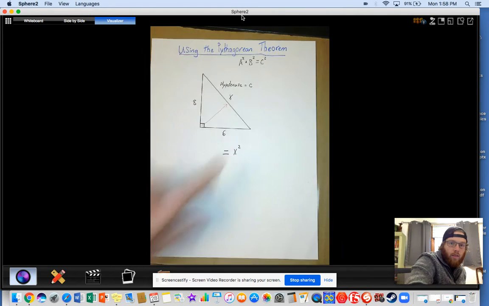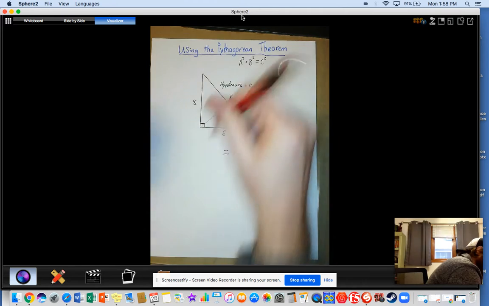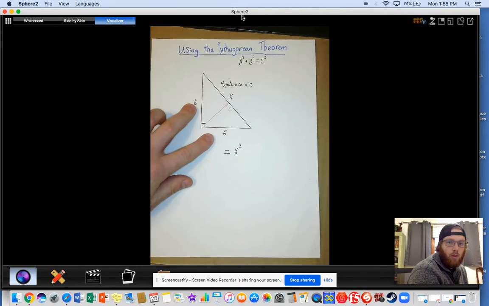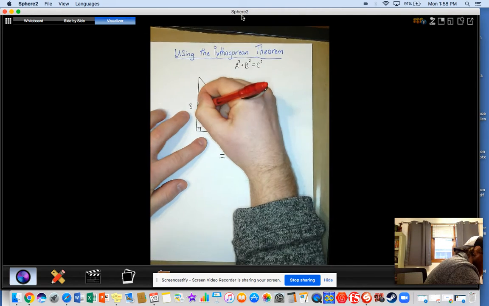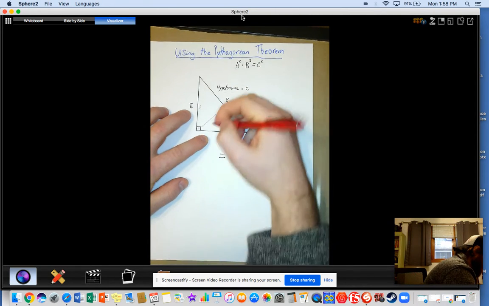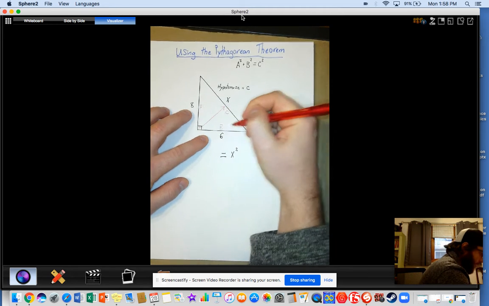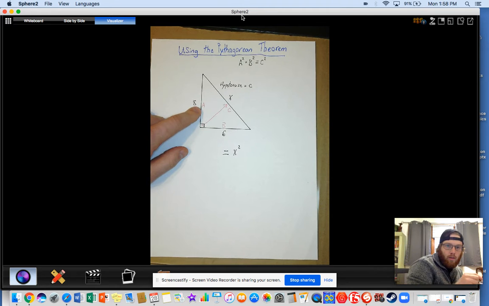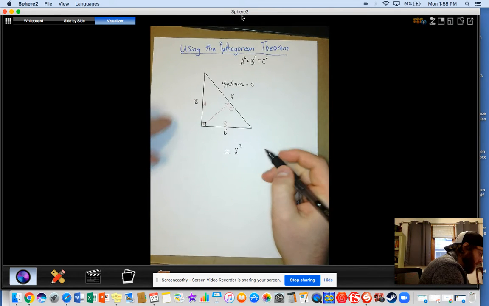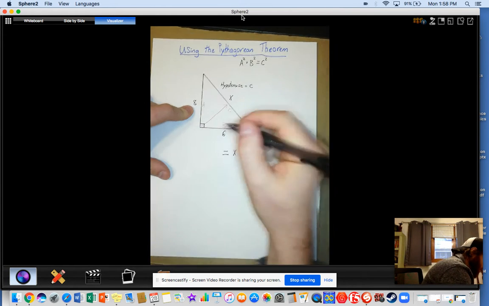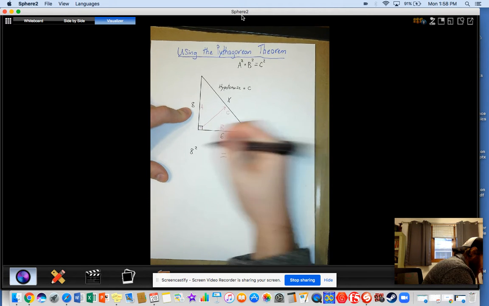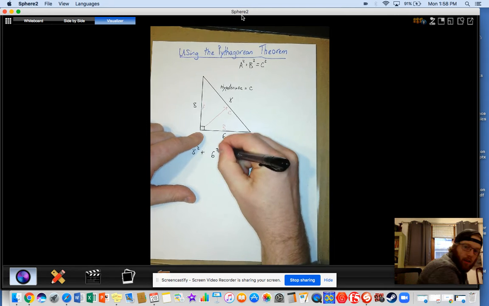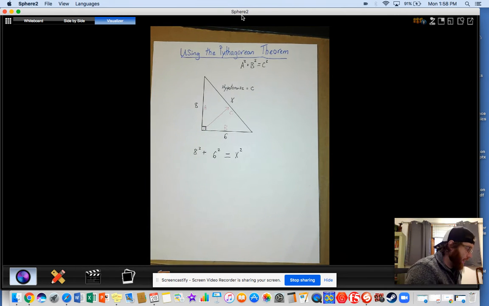From the other videos we've watched, we know that A and B are interchangeable. It doesn't matter which one you pick. I always like to go in order, left to right, kind of like we're reading. So it's A, B, and C. I can now plug in my values for A and B into the equation. In this case, A is 8. So I'll have 8 squared plus B squared, which is 6 squared, equals x squared.